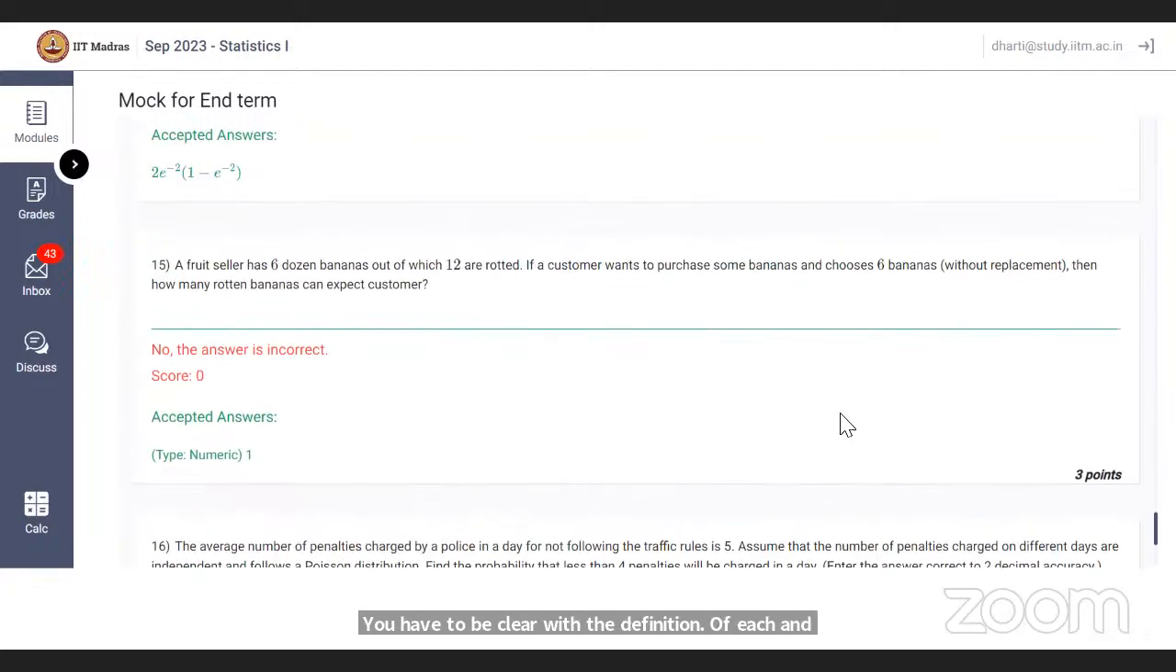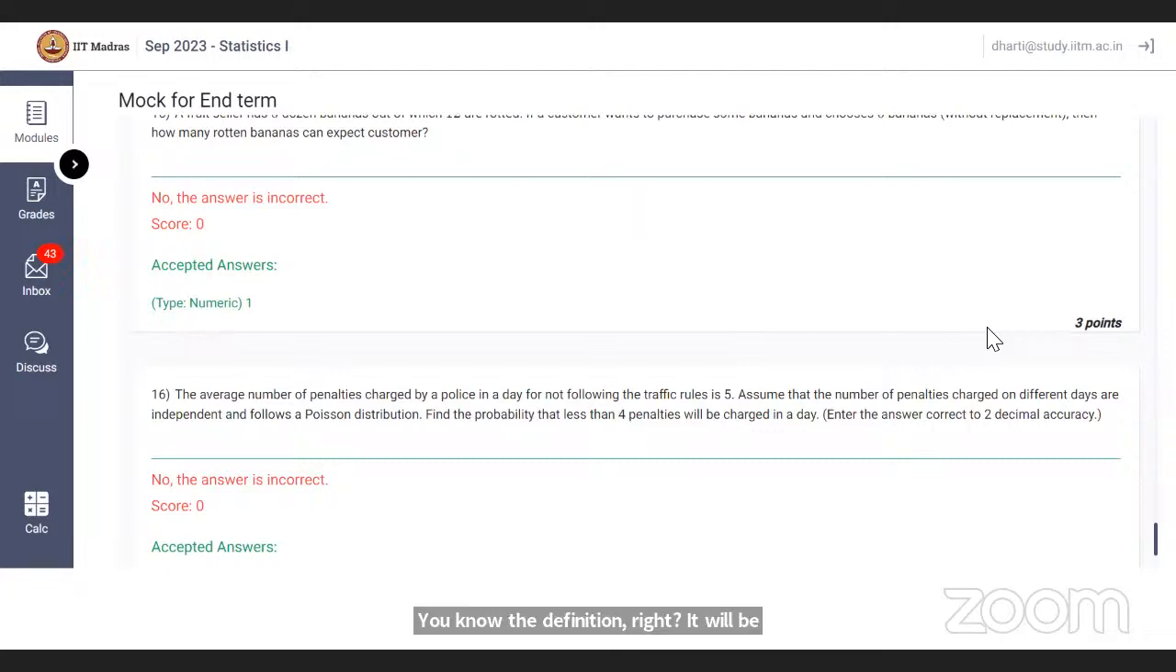If the same question of bananas, if they say with replacement, then what will you do? You know the Binomial definition, right? It will be Binomial. Ma'am, how did you get Binomial? You are just clear with your definition or concept, so you can go with that. Okay.